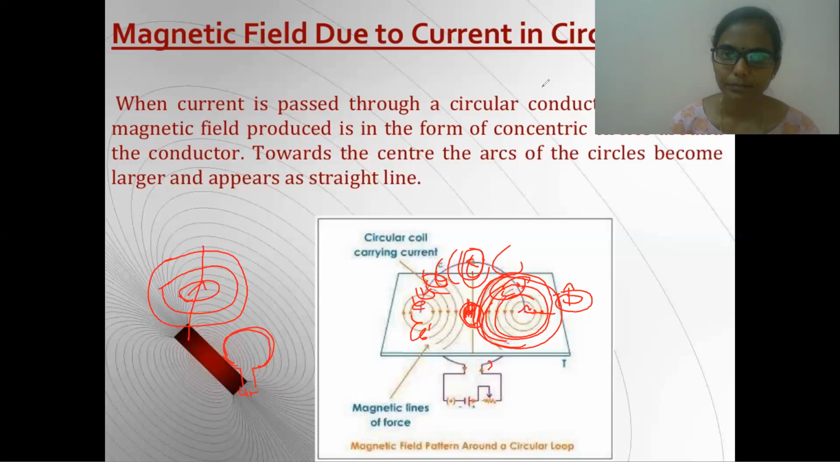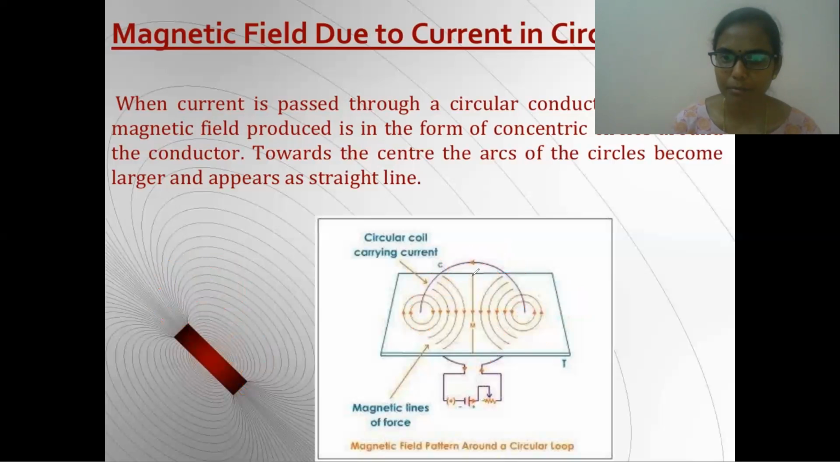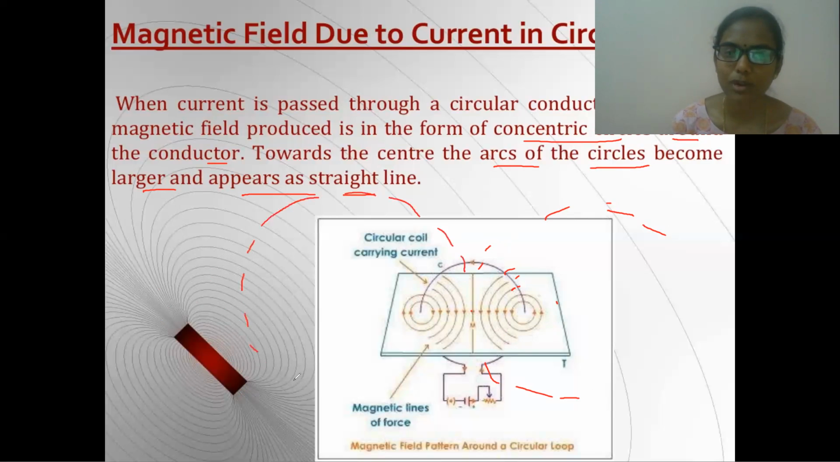You can observe here the straight line at the middle, and outwards it is concentric circles. When a current is passing through a circular conductor loop, the magnetic field produced is in the form of concentric circles around the conductor. Towards the center, the arc of a circle becomes large and appears like a circle, when the radius appears very, very large, just like a very big circle. Okay, children, this is regarding the magnetic field lines of a circular coil or circular loop.